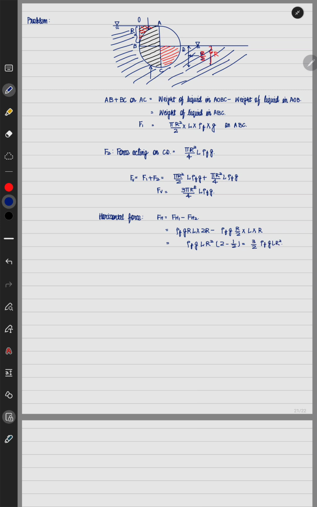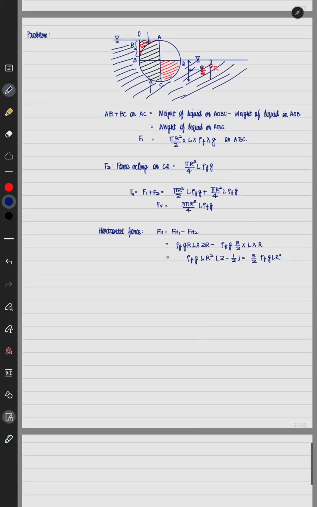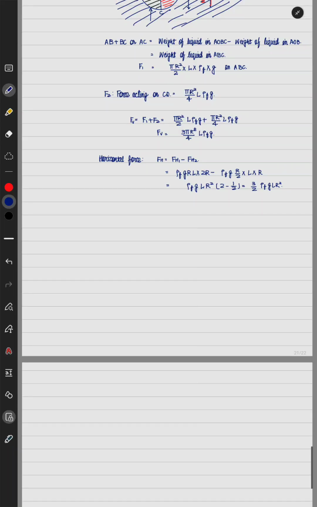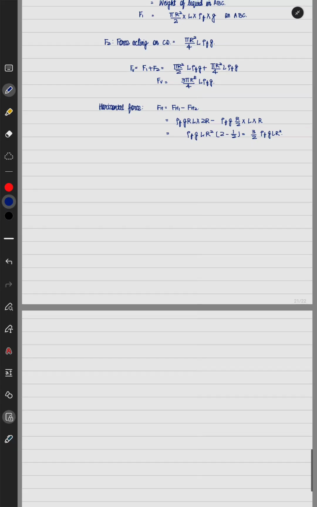Okay, so in this way, on any curved surface, I can find the force acting in the horizontal direction and the total force acting in the vertical direction. The derivation we did in the previous class, and drawing from that derivation, we have solved this problem. Now coming on to one more problem. This is a variable problem.